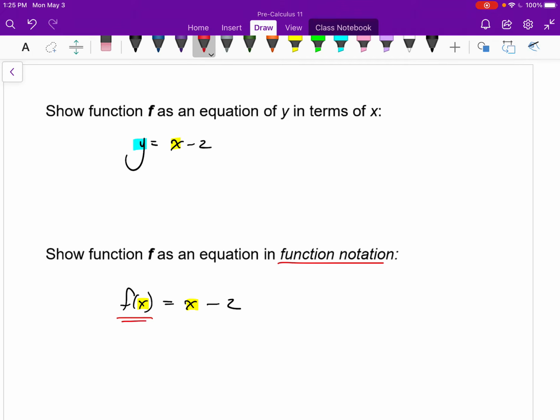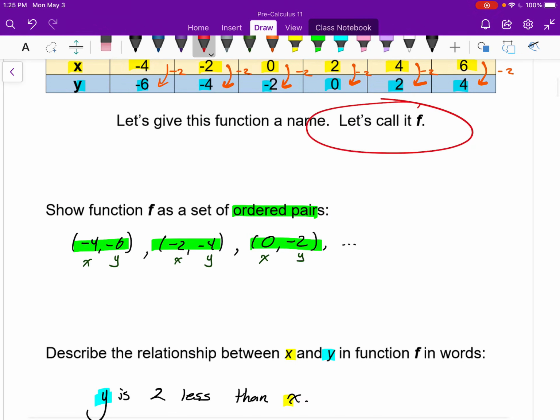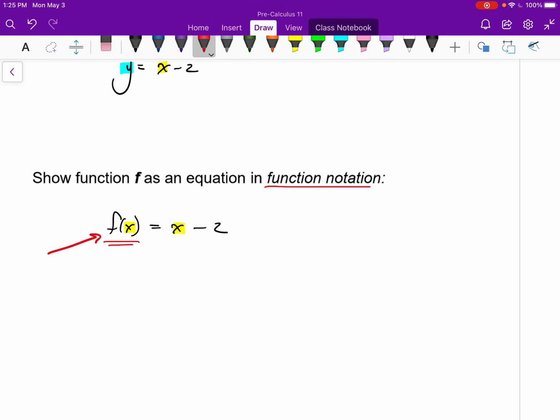And essentially, I told you earlier that I named the function f. That's what it says right here. Let's call it f. And that's why I have an f right here. And this x inside the brackets just means that x is the independent variable, which means x is the number that goes in, and whatever number comes out is the output. And again, this equation tells us that whatever number you put in, the x, all you got to do is subtract 2 from it.